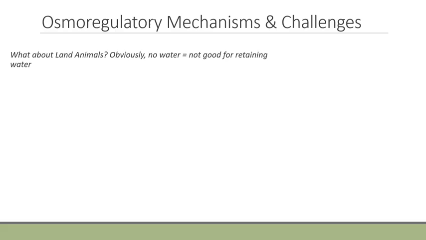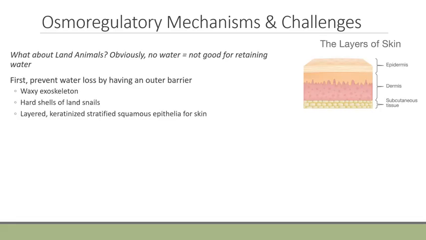Well, a couple of different ways. First, get a really nice barrier that prevents the water that's inside the body from being able to escape. That could be something like the waxy exoskeleton of an insect. It could be the hard shell of something like a land snail. Or if we think about humans or other mammals, we have this nice thick layer of skin.